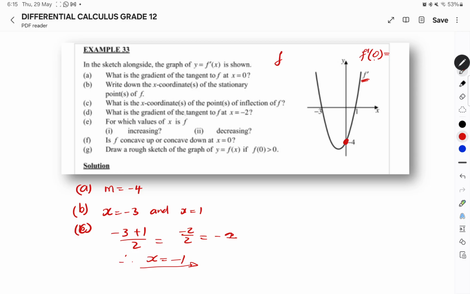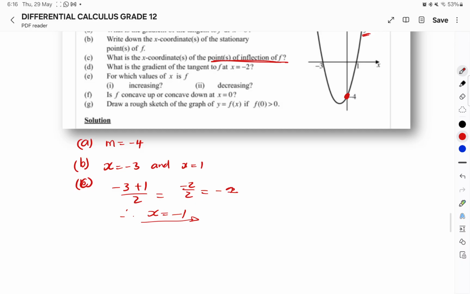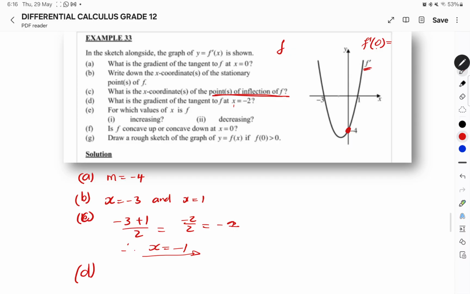This is the x coordinate of the point of inflection. The point of inflection is the midpoint of the x-intercepts of your parabola. Number D: what is the gradient of the tangent of f at x equals -2? Okay, we know that this is -1, and -2 is somewhere there.